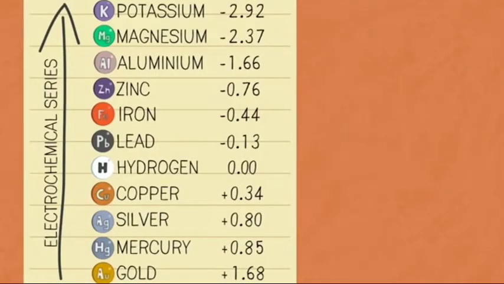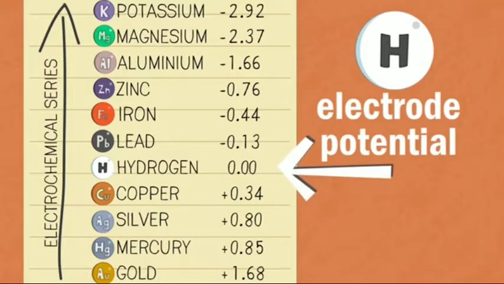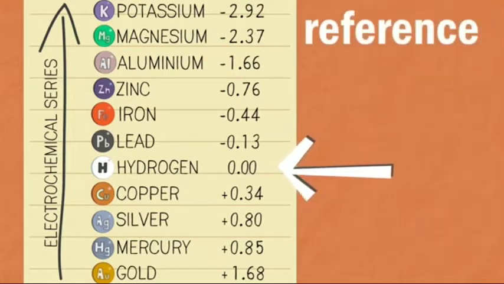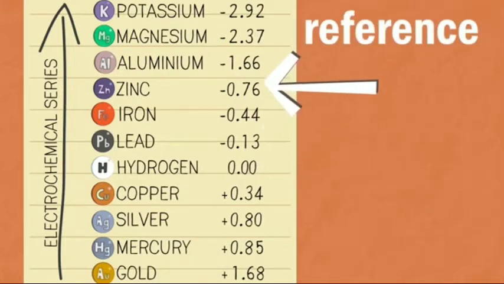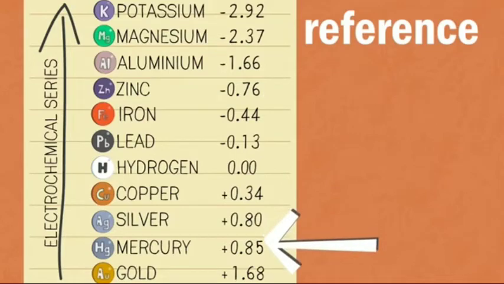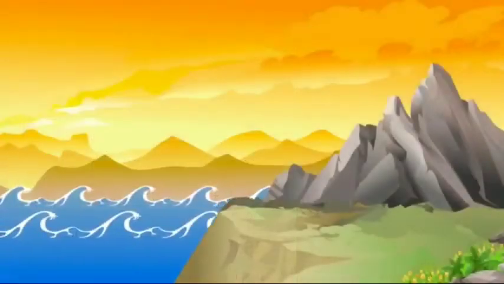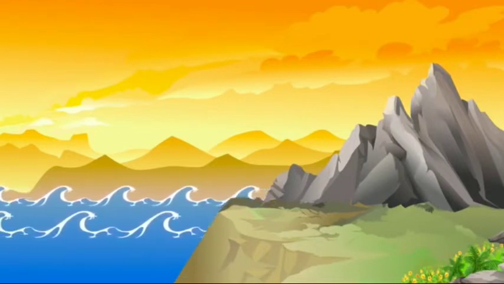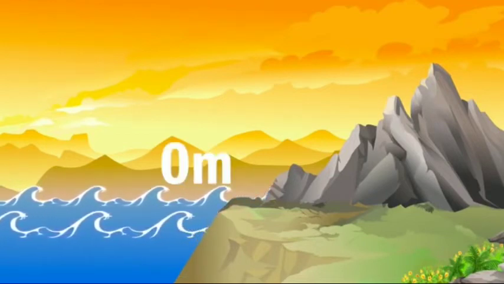The answer is that hydrogen has an electrode potential of 0 volts. The significance of this is that it acts as a reference. All other electrode potentials are measured against this value. It's a bit like the heights of a mountain, which are relative to sea level. Sea level is given a height of 0 meters.